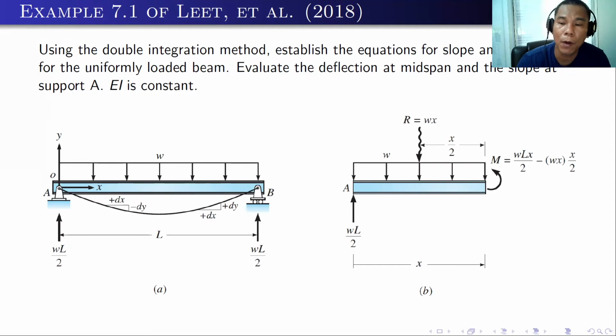So if we sum up moment at the cut portion, and clockwise moment is positive, the reaction WL over 2 will create clockwise rotation, that is positive, times x. So that's why M is equal to WLx over 2 minus the resultant of this uniformly distributed load, that's W times x, times the distance of the resultant from the point where we sum up the moment, that's x over 2. So here we were able to establish the equation of the moment, that is WLx over 2 minus Wx times x over 2.